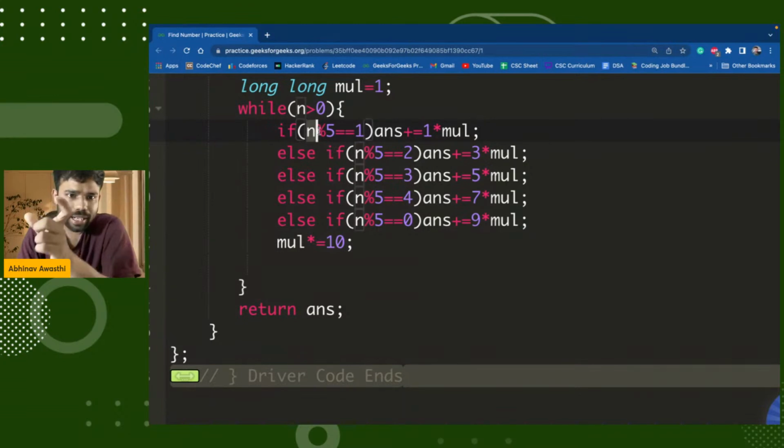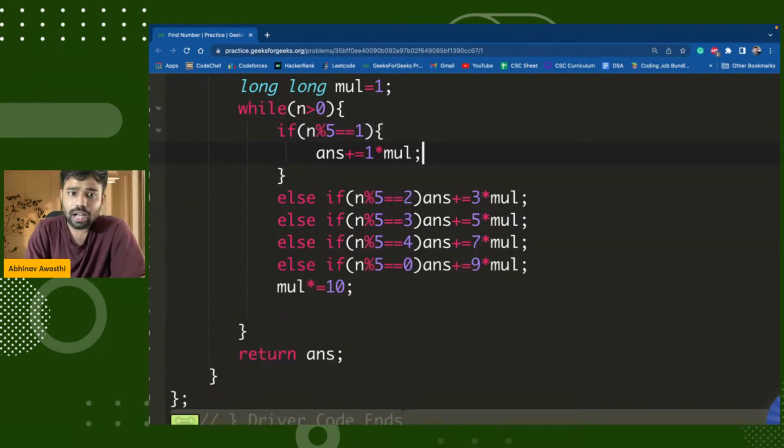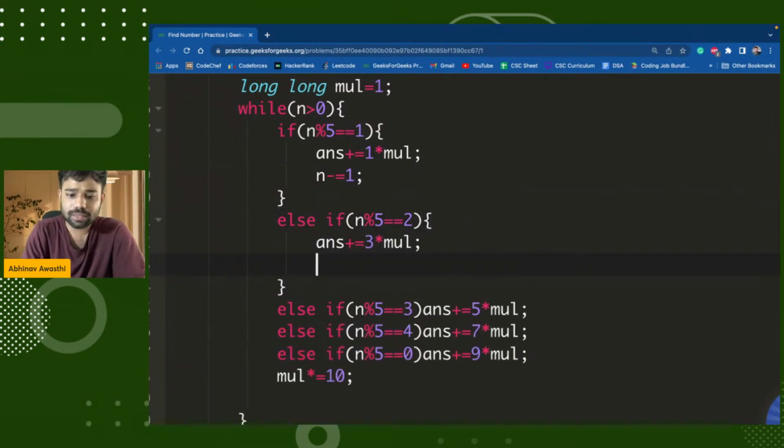When I am taking n modulus 5 equal to 1, I am considering the first odd number. When I'm taking it 2, I'm considering the second odd number, 3, the third odd number, 4, the fourth odd number. And when n modulus 5 is 0, I'm considering the fifth odd number. So, guys, along with this, I have to also subtract those numbers from my n because I have considered them.